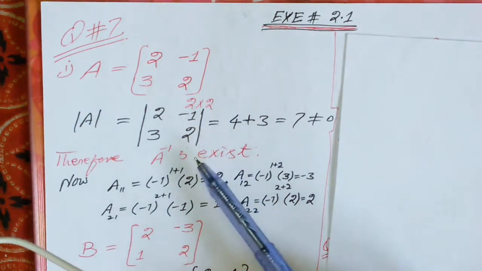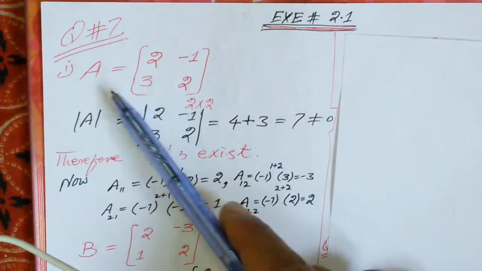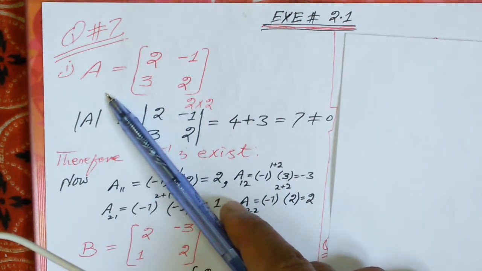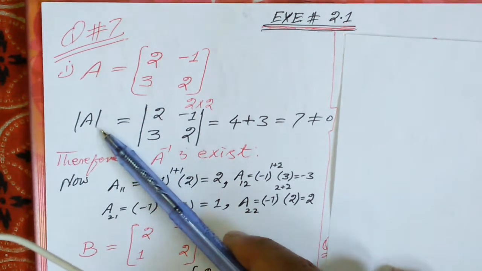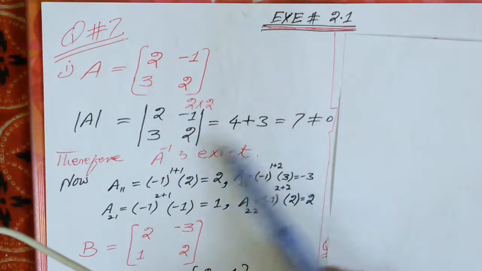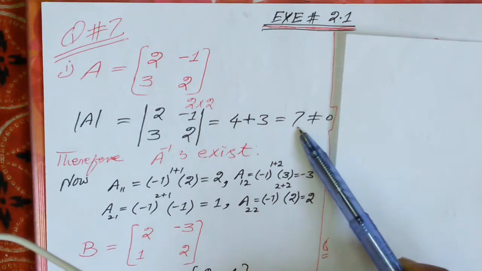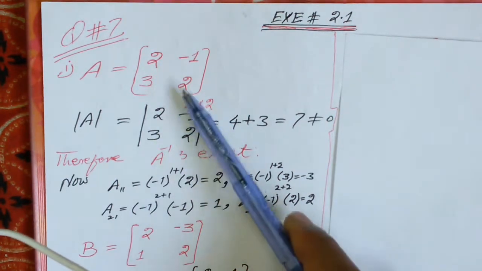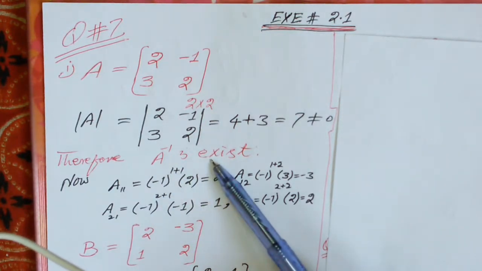The second condition for the calculation of the inverse of the matrix A is that the matrix A is a non-singular matrix. For the non-singular matrix, we have to check the determinant of the matrix A. The determinant of the matrix A is 4 minus 3, which is equal to 7, which is not equal to 0. So the matrix A is non-singular. Therefore, A inverse exists.